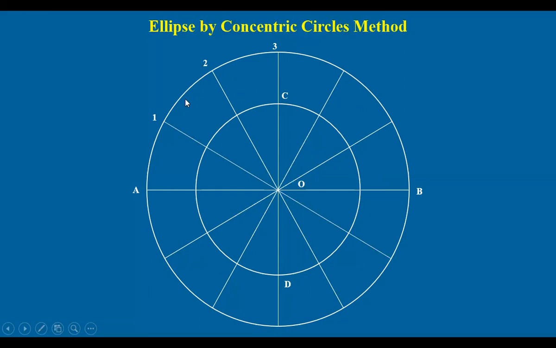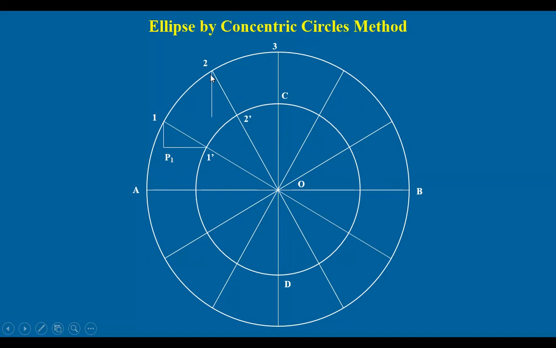Now let us take one quarter, this part. This diameter line is intersecting the inner circle at 1 dash and the outer circle at 1. Similarly 1 dash, 2 dash here. At 1, I draw a vertical line, and at 1 dash, I draw a horizontal line. These two intersect here at some point P1.